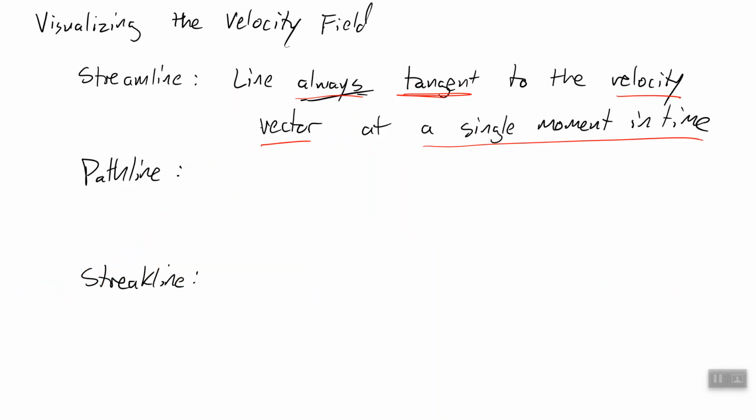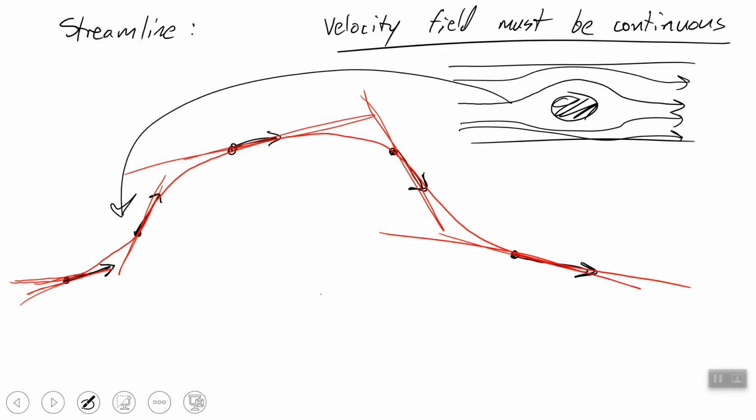Okay, those are streamlines. What about path lines? Okay, well, a path line is the actual path which is traveled by a single particle. So let's visualize that.